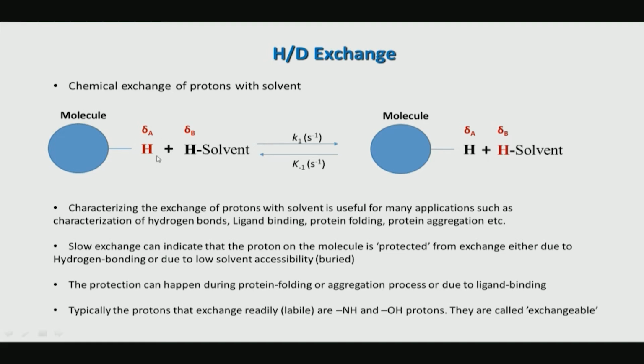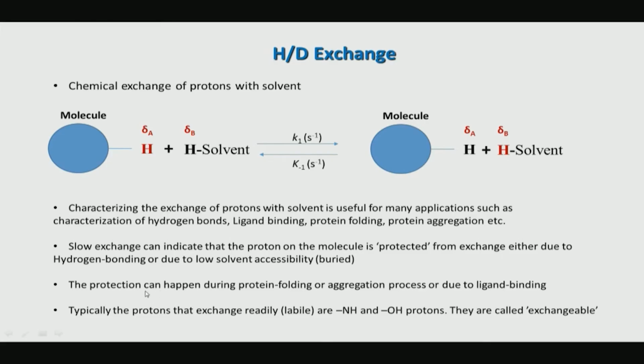That is because this hydrogen may not be available for exchange, and that is what is written here, that it is protected from exchange, for one of two reasons. One is hydrogen bonding, that is, this hydrogen is bonded to some other oxygen in the molecule, and therefore it is tightly protected and cannot be released for exchange. Or it could be that this hydrogen is buried deep inside the molecule, so the solvent molecule cannot penetrate, or the hydrogen cannot come out of the molecule to exchange. So, that is another reason why the exchange can be slow.